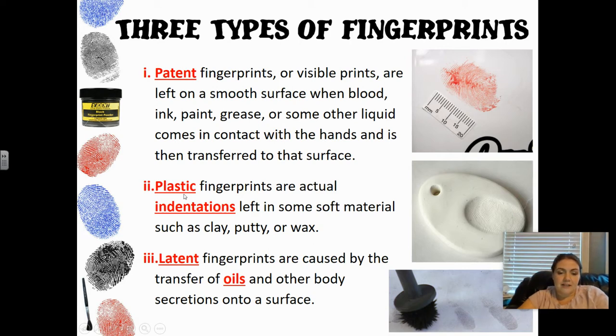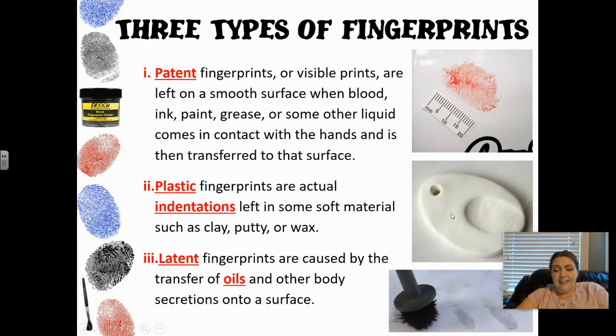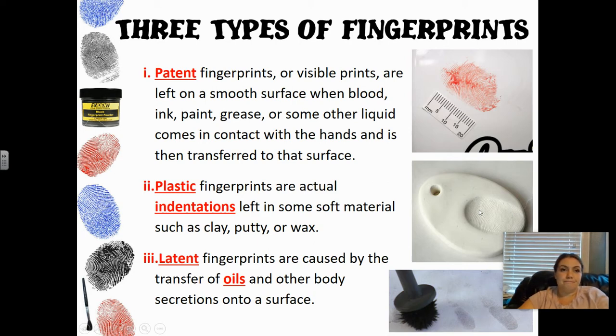Then plastic fingerprints are actually indentations left in some kind of soft material. I would say that this would be a little more rare because you would find it in things like clay or putty or wax. And how often is that at a crime scene? But maybe a little more common, mud. So you're outside and it rained.